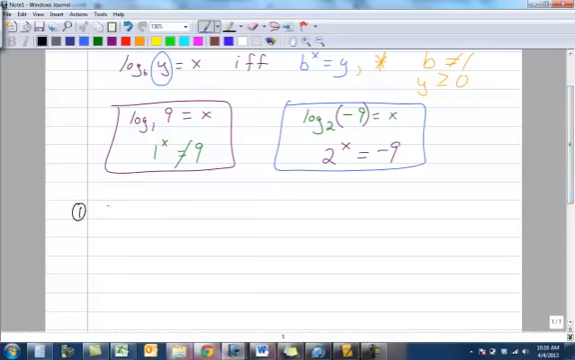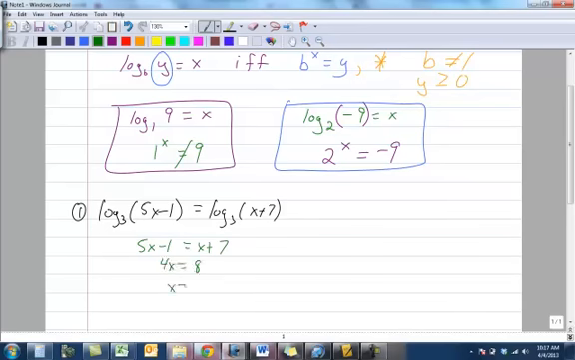Number 1. Log base 3 of 5x minus 1 equals log base 3 of x plus 7. All right, so this is an easy one. Hopefully it makes sense to you. Log base 3 of this equals log base 3 of that. Does it make sense that this is equal to that? Sure. So solve that really quick. You should get 4x is 8, x is 2.